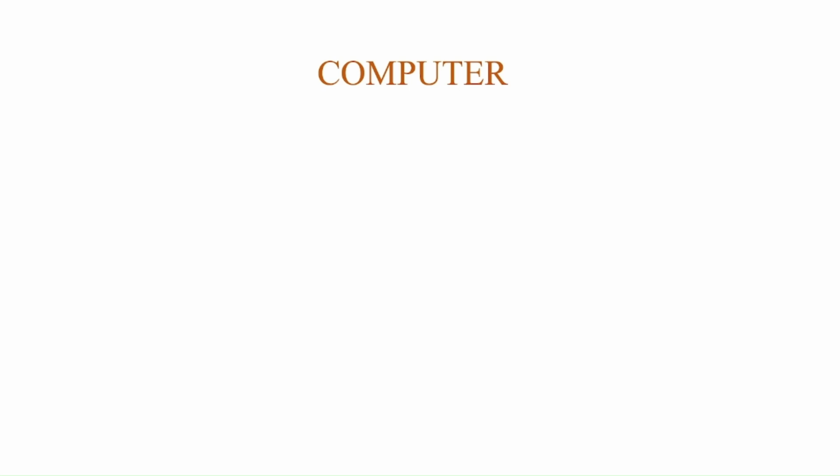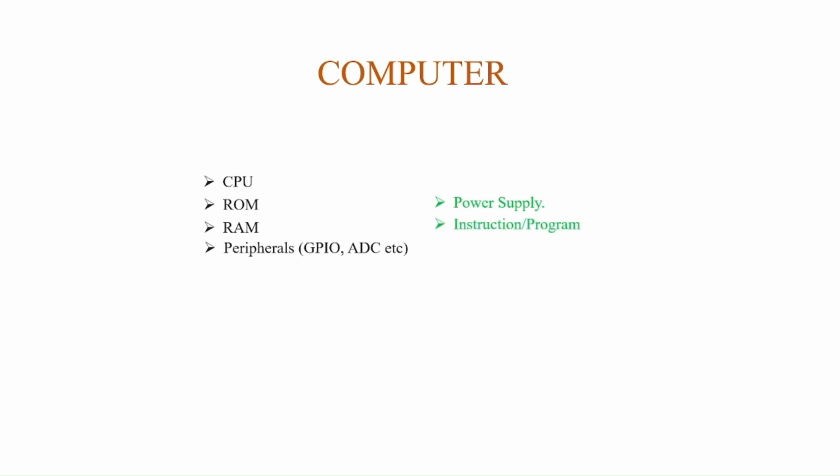Okay, so a computer basically is a combination of some parts like CPU, ROM, RAM, and peripherals. Peripheral means general purpose input output pins, or ADC, or communication protocols like serial communication, parallel communication, SPI communication, etc. But it is the basic structure of a computer. If you combine those components, the computer never works. Why? Because two important things are still needed. First of all, power supply, and then instruction. Very important. Or you can say its program.